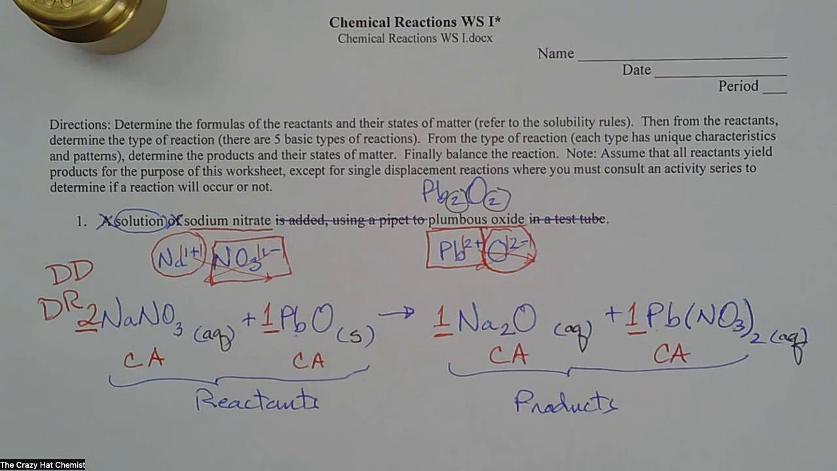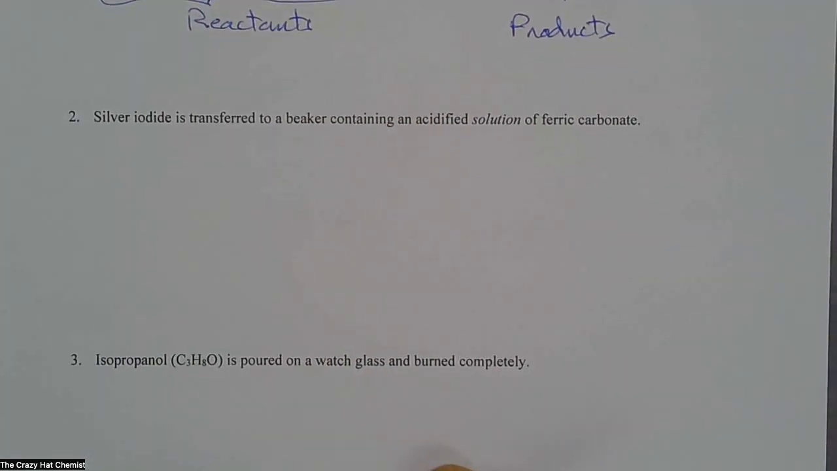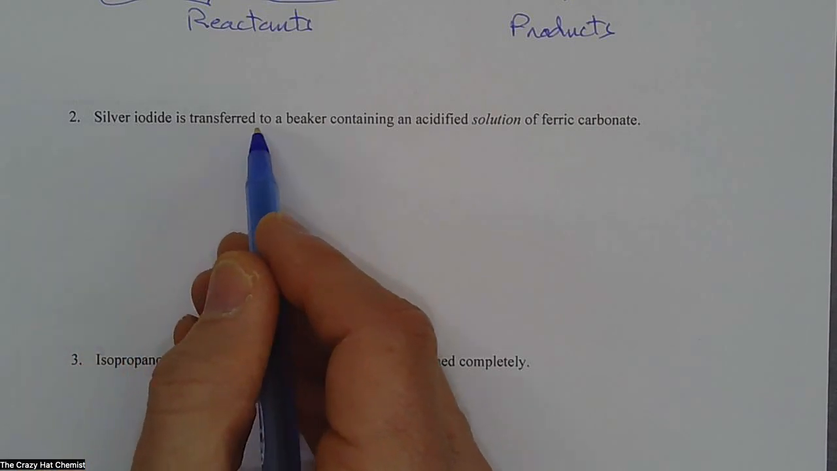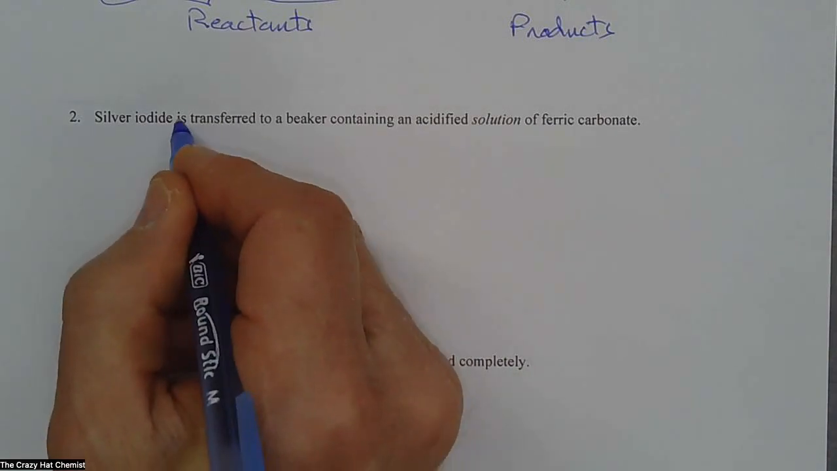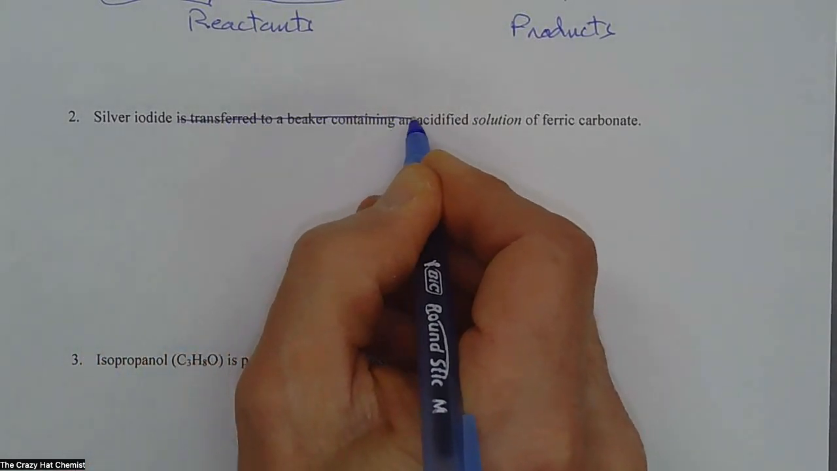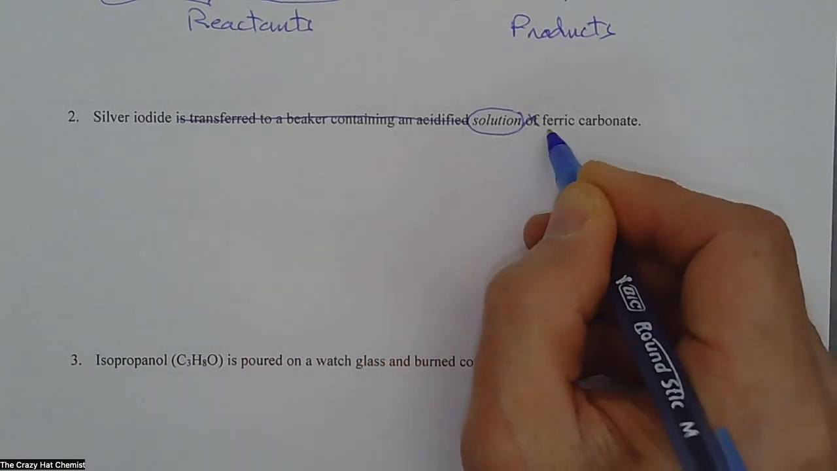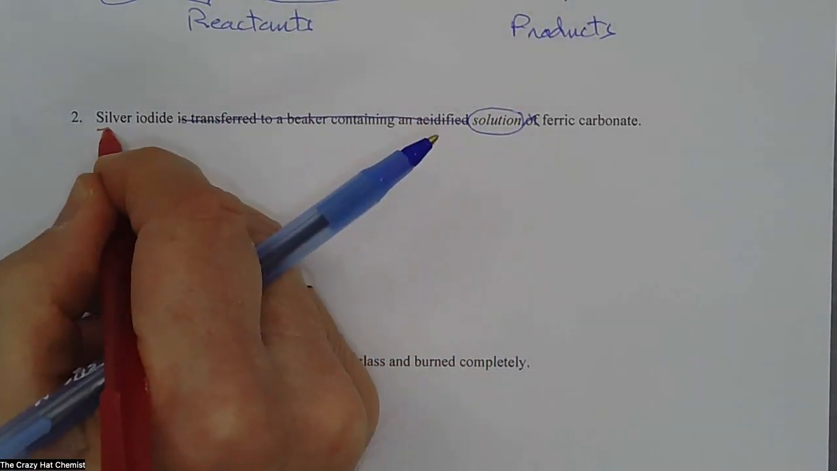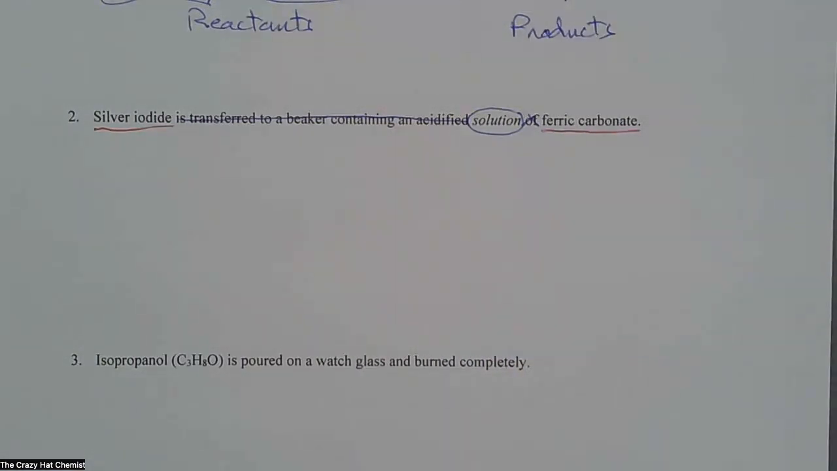All right, so let's move on and let's see if we can do the next problem, number 2. So we'll move this on up here and let's hit number 2. It says silver iodide is transferred to a beaker containing an acidified solution of ferric carbonate. So we have silver iodide and ferric carbonate. Those are the important things.